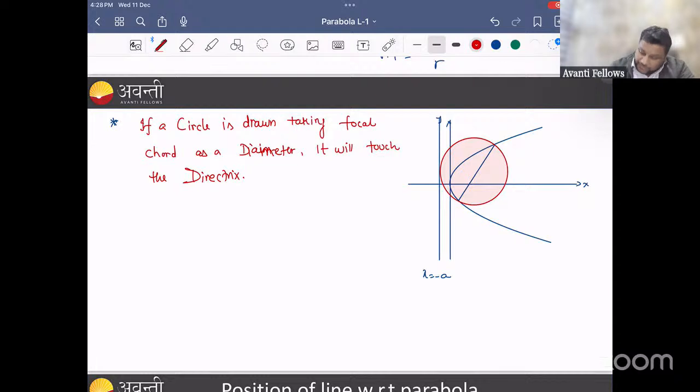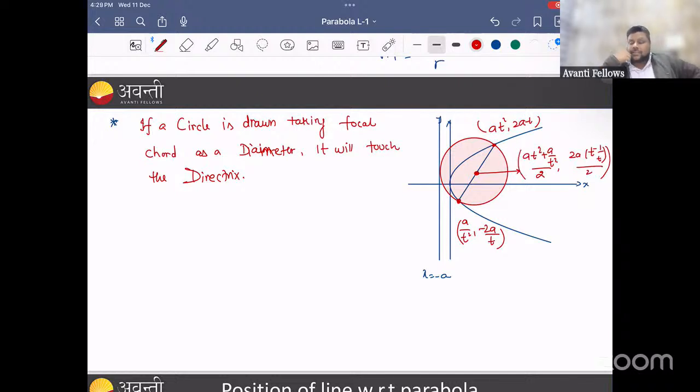Now, how do you get it? See, this is the point at square to at, or I should take t only. So this is the point at square to at. So this point B will be a upon t square, minus 2a upon t. Now the midpoint of this chord will be what? This is the center of the circle. Center of the circle is a t square plus a upon t square by 2, comma 2a times t minus 1 by t upon 2. Yes or no?